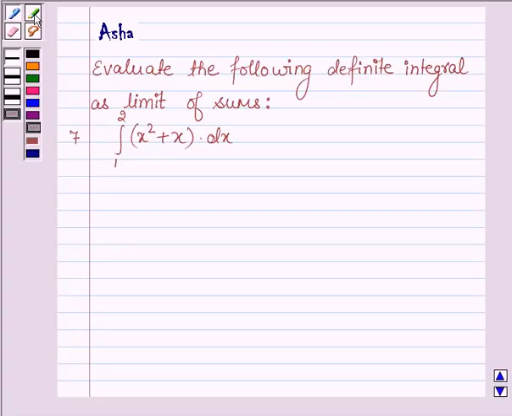The given question says, evaluate the following definite integral as limit of sums: the integral of x square plus x into dx, and the integral goes from 1 to 2. That is, the lower limit of integration is 1 and the upper limit is 2.